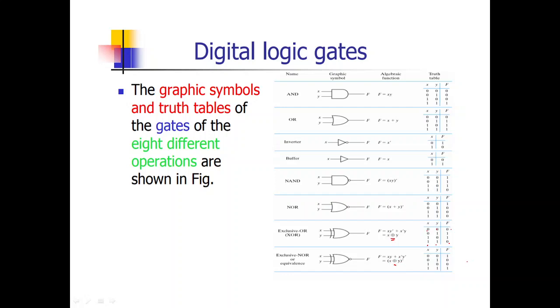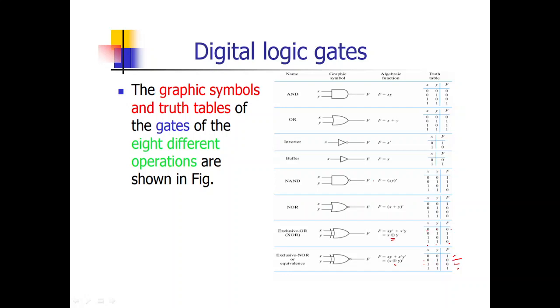And what about the truth table? The truth table is the opposite of XOR. So if the inputs are the same, 0 0, here 1 1, the output is 1. If the inputs are different, so here it is 0 1, here 1 0, the output is 0.